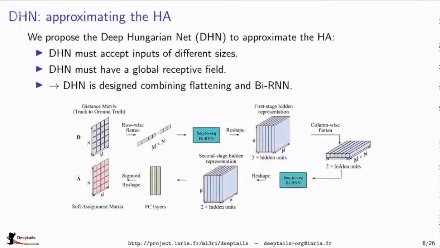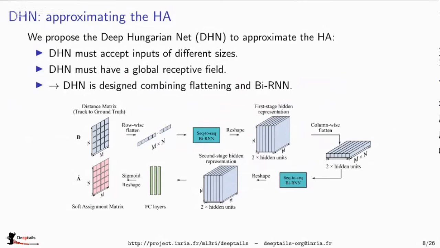So this is why we propose the Deep Hungarian Network, DHN. There are two conditions that DHN must satisfy. The first one is that it accepts inputs of different sizes, because the number of estimated and ground truth objects vary at every frame. People get in and out of the field of view. So N and M are dependent on time. So our network has to be able to input matrices of different sizes.